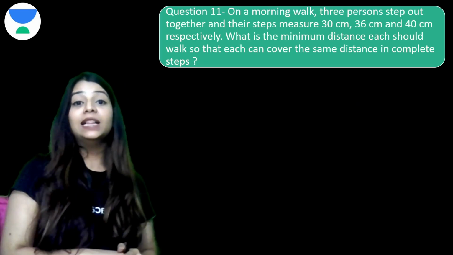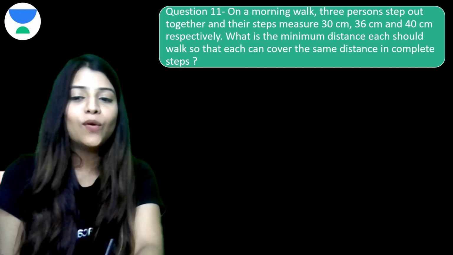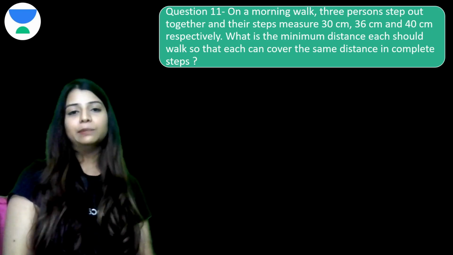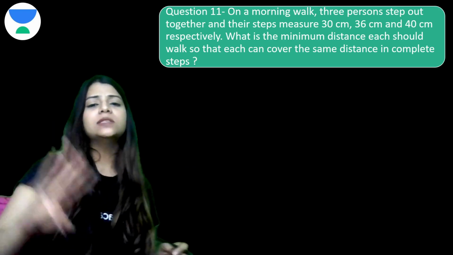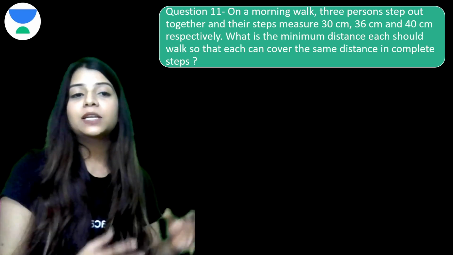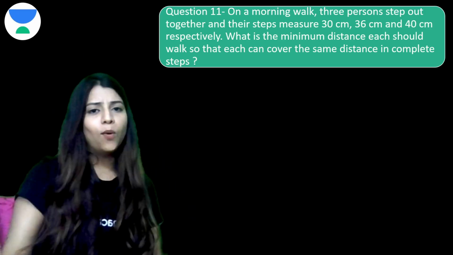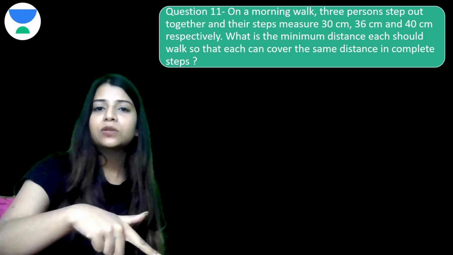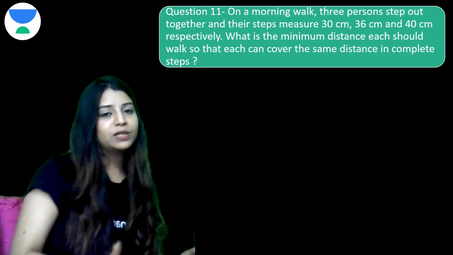So moving forward to your 11th question. Okay, so this is one of the tricky questions which people fail to understand from real numbers. It is saying that on a morning walk, three persons step out together and the steps measure 30 centimeters, 36 centimeters and 40 centimeters. In layman language, three persons go on a morning walk and the steps which they take, each step measures 30, 36 and 40 respectively.